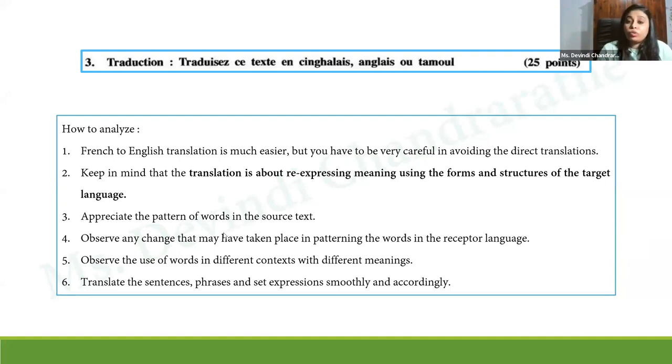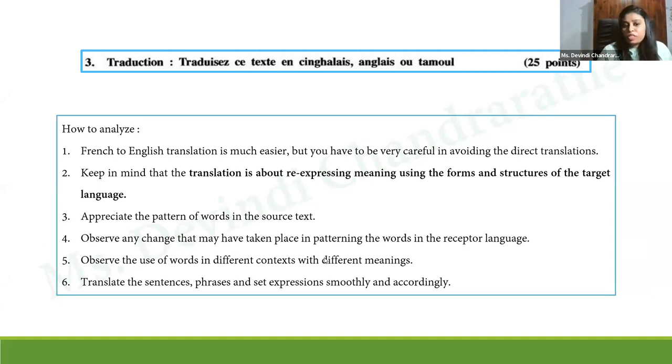You don't have to keep the exact sense of every word, but you can re-express it accordingly, right? The most important things, the key things, have to be included, but make sure that you re-express it appropriately. Appreciate the pattern of words in the source text. That means it's not direct translation, you are just appreciating the key things included in the source text. If it is French to English, the French text has to be followed in an appreciating way. You can't lose things, you have to include everything, but you can also re-express those things.